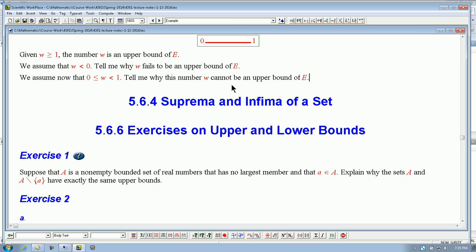Because you can always find. Tell me. I want to know how you choose. I need to know how you get it. You can write choose only when you know something exists. I've got a number W that belongs to that interval, 0 less than or equal to W less than 1. And I'm saying to you that this number W will not be an upper bound of E. And I want to know why.